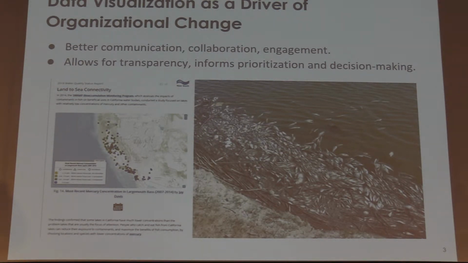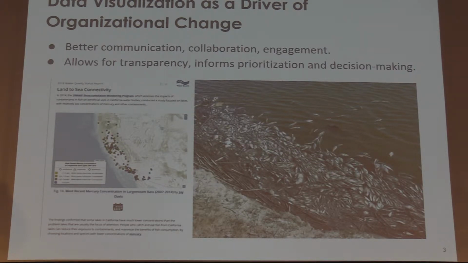So what is organizational change? It is using the data to make informed decisions, it is communicating the data better, and it is being transparent with the data. So here's a screenshot of a story on mercury concentration in largemouth bass.